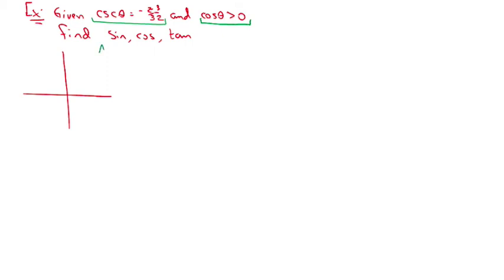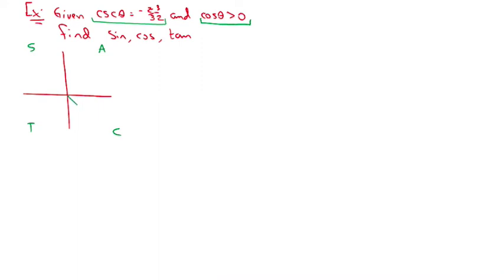Now remember, it goes All Students Take Calculus. So cosine being positive, the only two places it can happen are the first quadrant and the fourth. It has to be in the fourth because cosecant is the reciprocal of sine, and it would be negative. The only quadrants where sine is negative are the third and the fourth. So it only overlaps in the fourth quadrant.